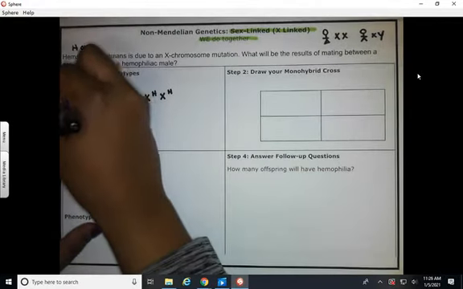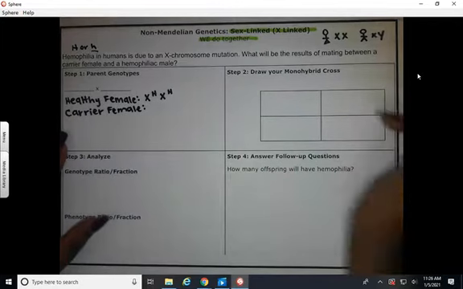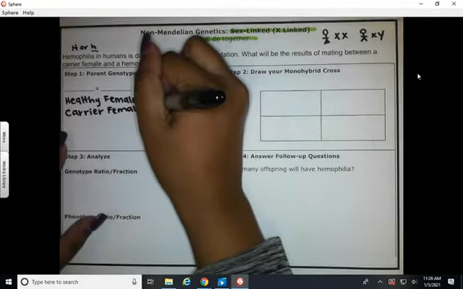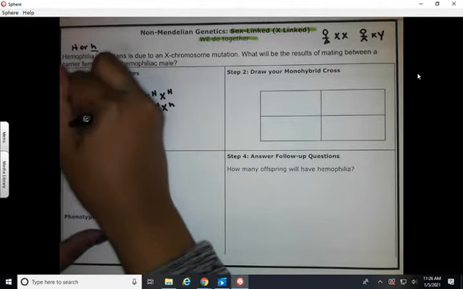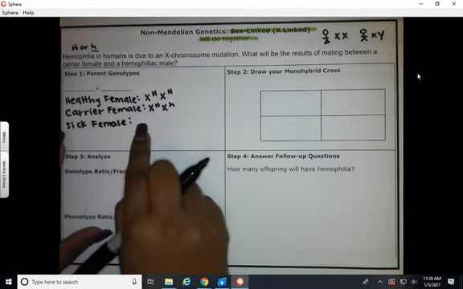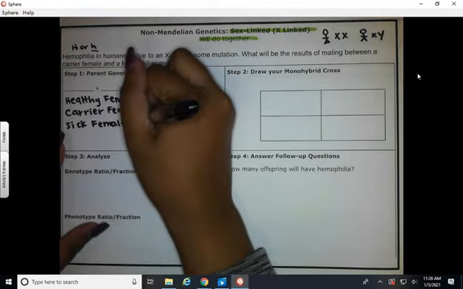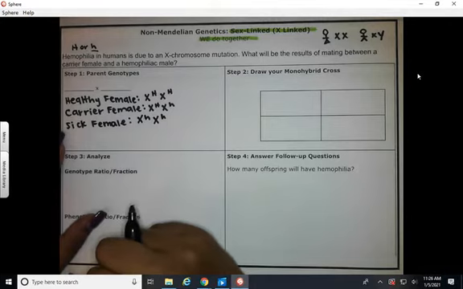What about if she is a carrier female? She carries the disease in her genetics, but she doesn't show it. Okay, it's X big H, X little h. That's the hemophilia disease right there. What would a sick female be who has hemophilia? Okay, this is X little h, X little h. She has both recessive traits, and so she would be sick.